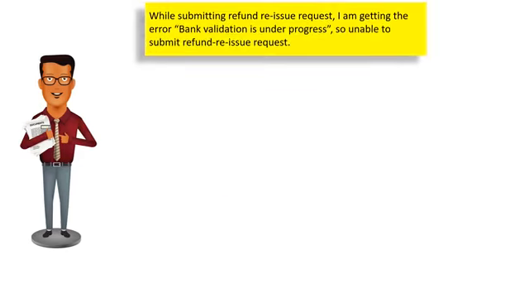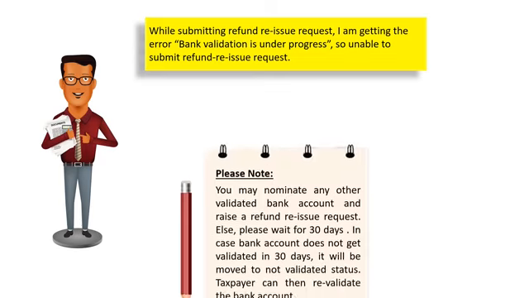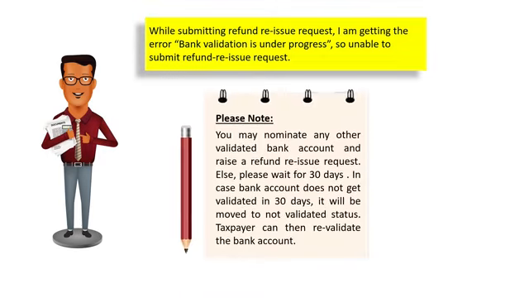While submitting the refund reissue request, if you are getting an error that the bank validation is under progress, so unable to submit the refund reissue request, you may nominate any other validated bank account and raise a refund reissue request. Else, please wait for 30 days. In case the bank account does not get validated in 30 days, it will be moved to not validated status and then you can revalidate the bank account.